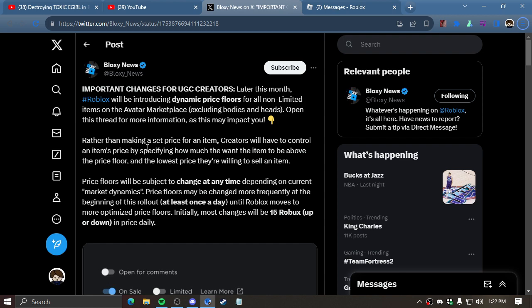Basically, rather than make a set price, the set price is now a price floor, and it can go up at any time. It can increase at any point in time. I don't actually know fully how this works.